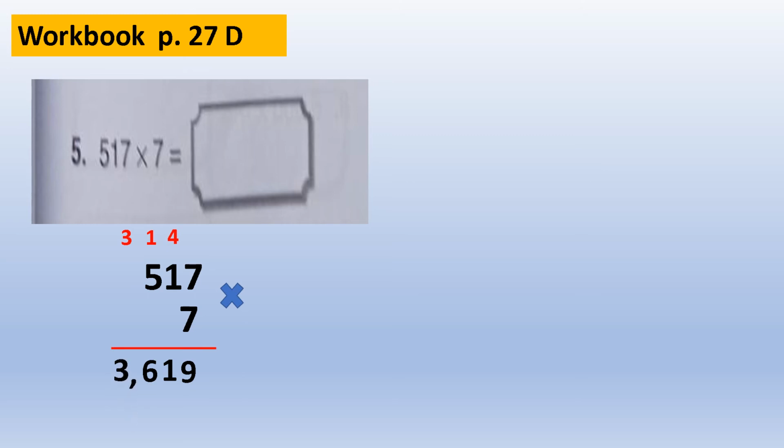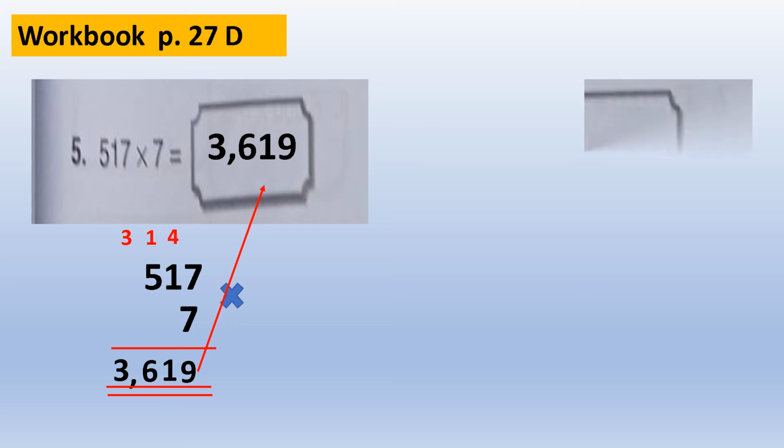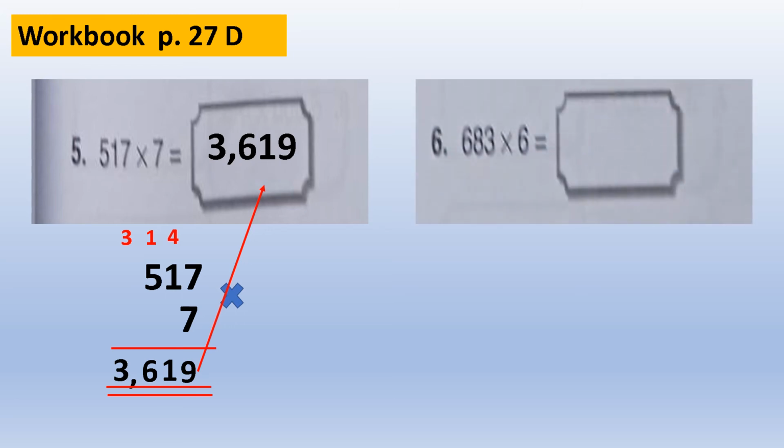Don't forget your comma after the third digit from the ones place. So the product is 3,619. So what do you say? 517 times 7 is equal to 3,619. Now number 6. Let us read the problem first.